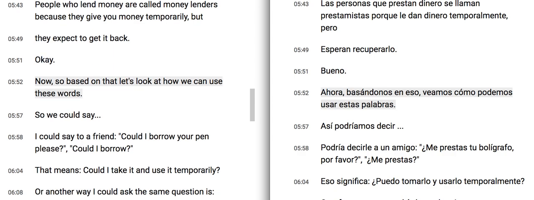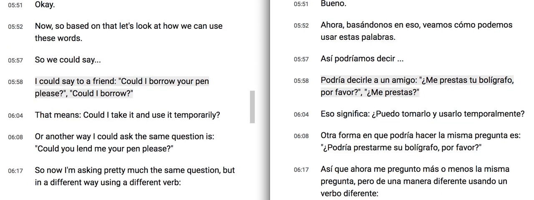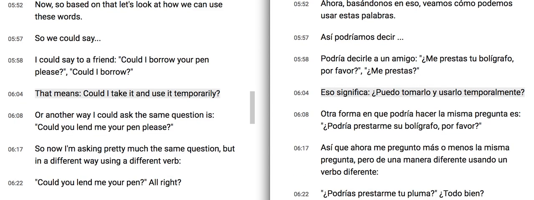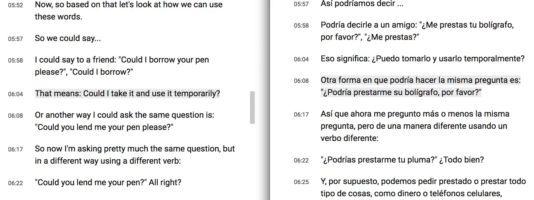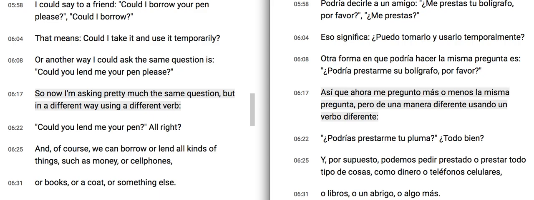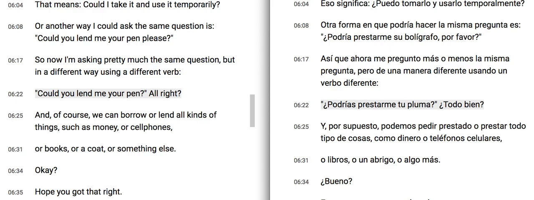Okay, now, based on that, let's look at how we can use these words. So I could say to a friend, could I borrow your pen, please? Could I borrow? That means, could I take it and use it temporarily? Or another way I could ask the same question is, could you lend me your pen, please? So now I'm asking pretty much the same question, but in a different way, using a different verb. Could you lend me your pen?